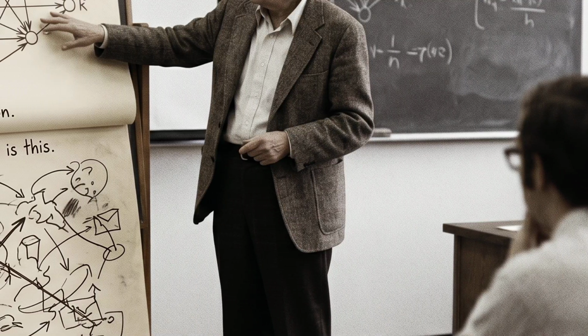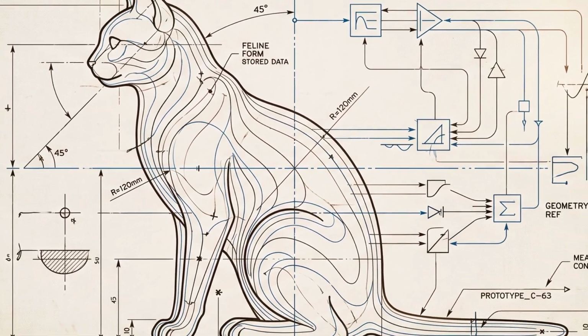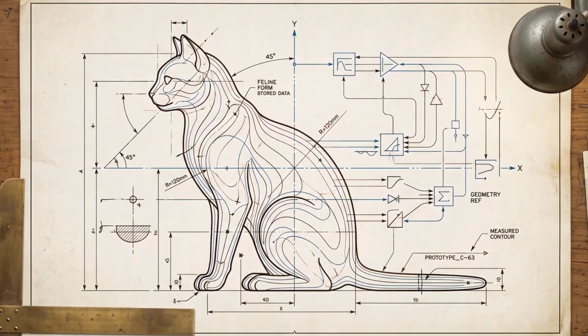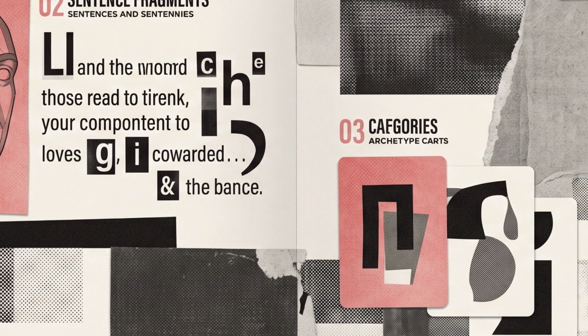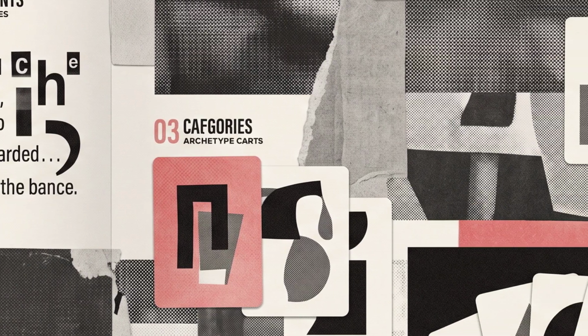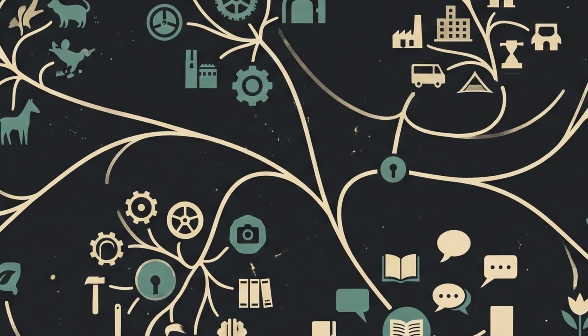The less clean version is this. Latent space is where the machine stores the shape of things without storing the things themselves. Not the cat, the catness, not the faceness, not the sentence. The structure, tone, meaning, and relationships that let the model place it near other things like it.